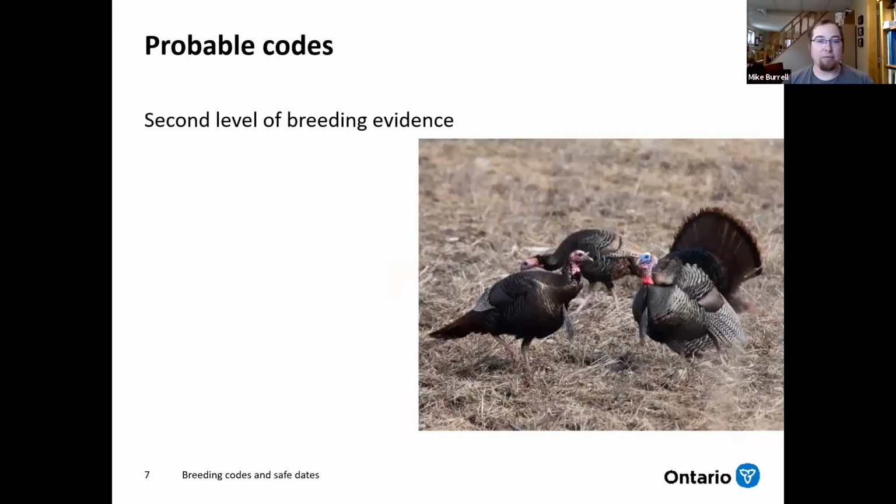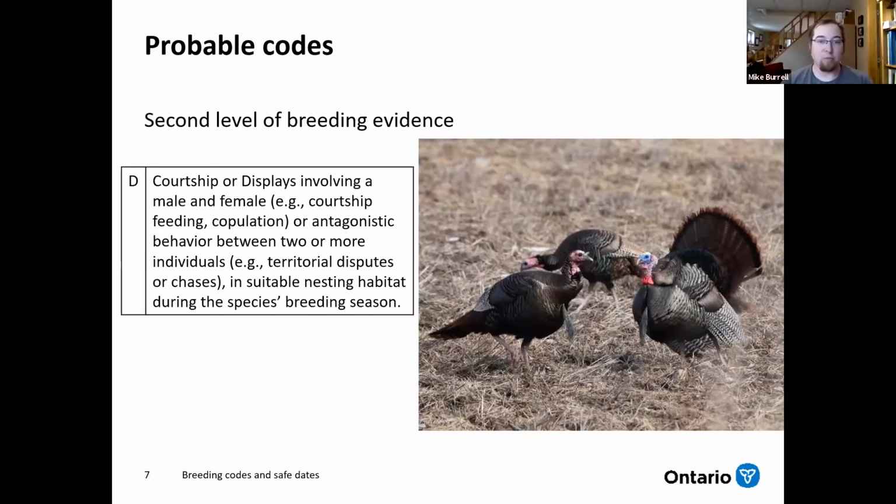Moving further down the categories is probable. So this is the second level of breeding evidence. There's quite a number of different codes that fall into the probable category. This example here are some wild turkeys doing their courtship display, and the key here with this code is that you've got interaction between either males or females. So lots of different probable codes that are available to be used. And as I said at the start, you're going to get to learn these codes pretty quickly once you start doing the actual atlasing.